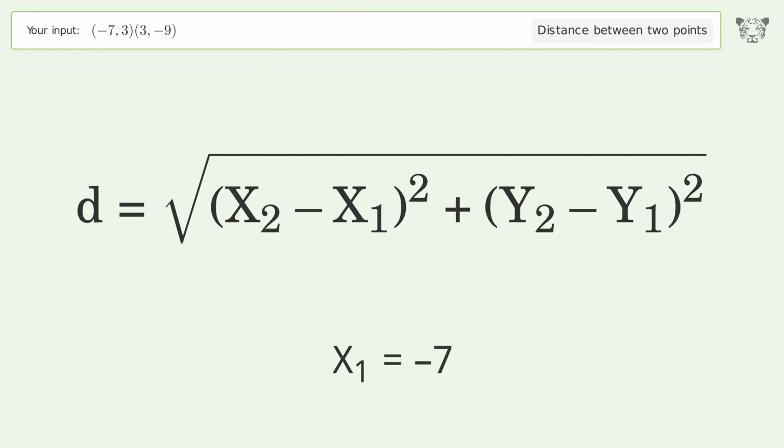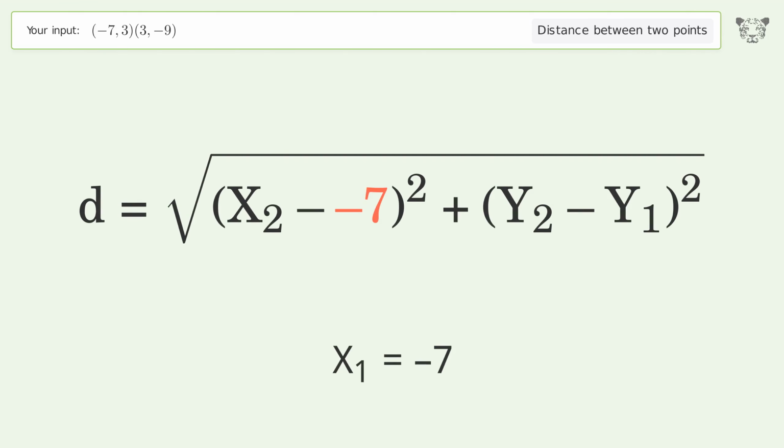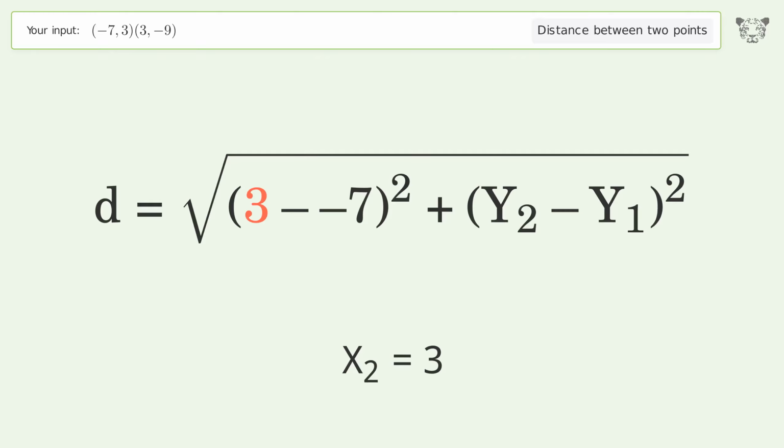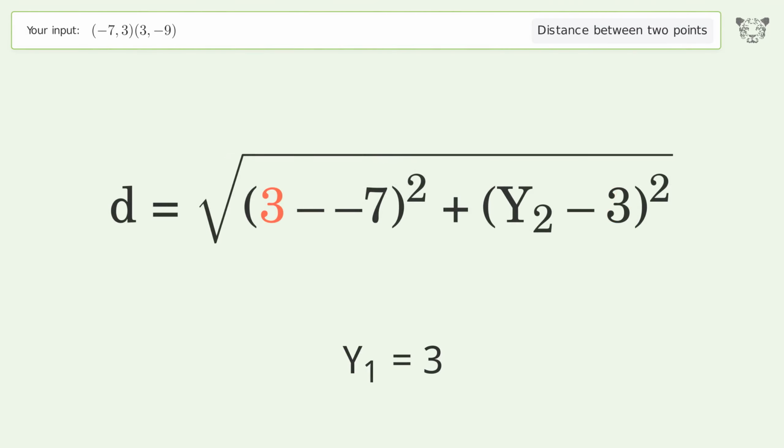x1 equals -7. x2 equals 3. y1 equals 3. y2 equals -9.